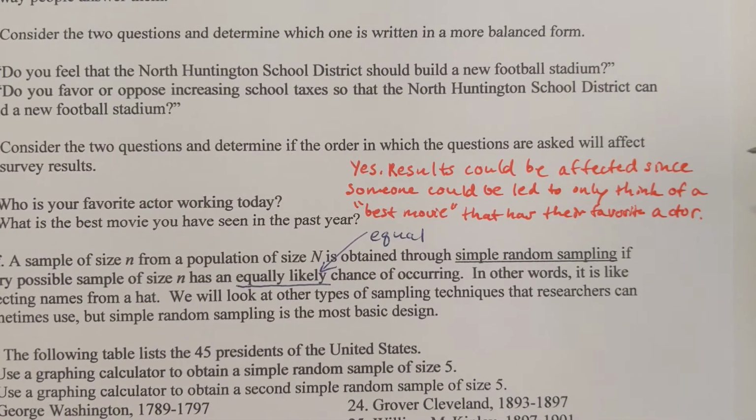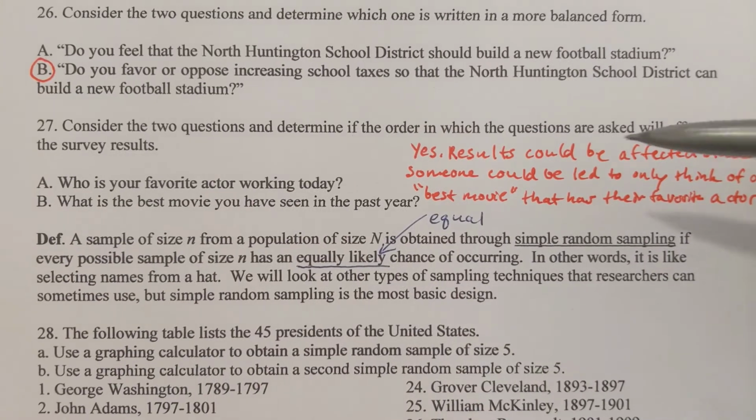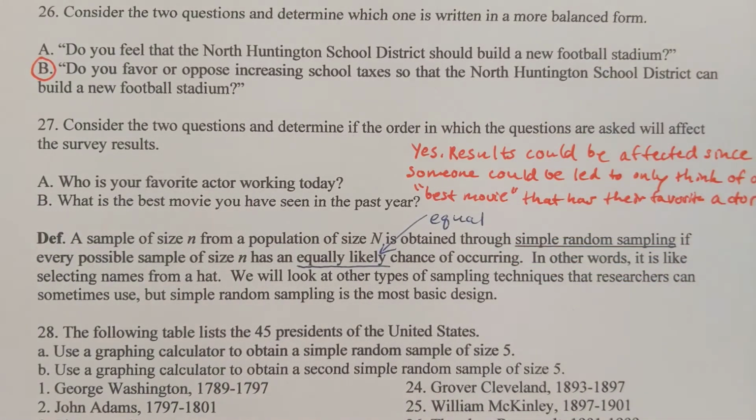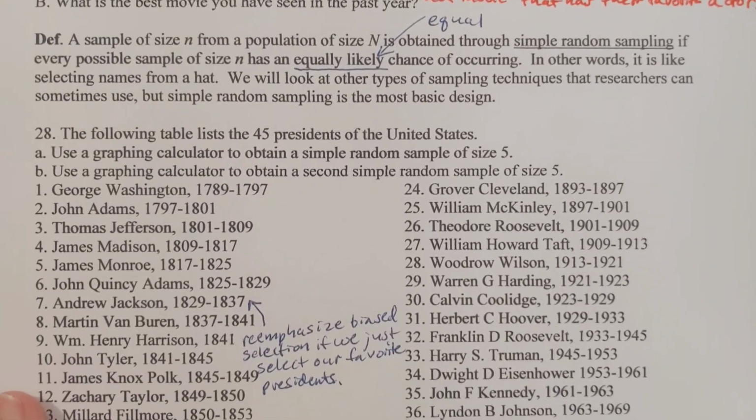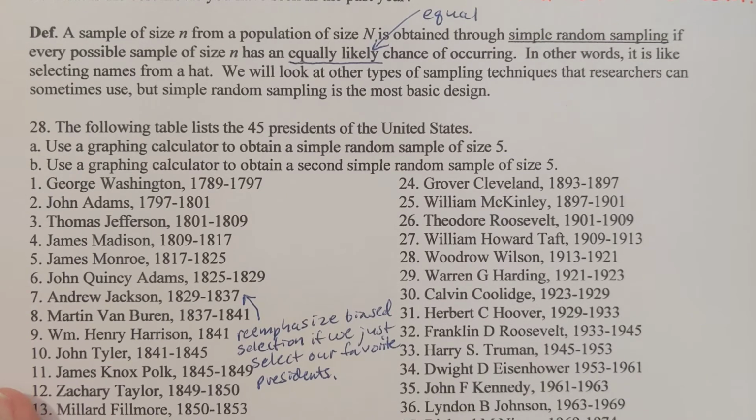Results could be affected since somebody could be led to only think of a best movie that has their favorite actor. What's the best movie that you have seen in the past year may not include your favorite actor. But because the question about the favorite actor was asked first, somebody might be led to think, oh, well, now I've got to give an answer that involves my favorite actor in it. So sometimes the order of the questions matters.